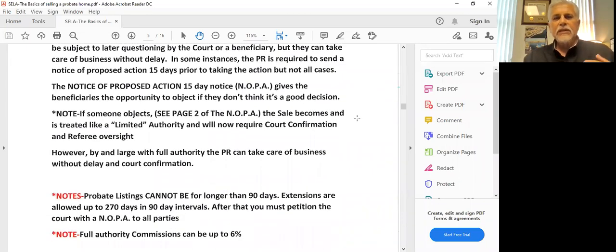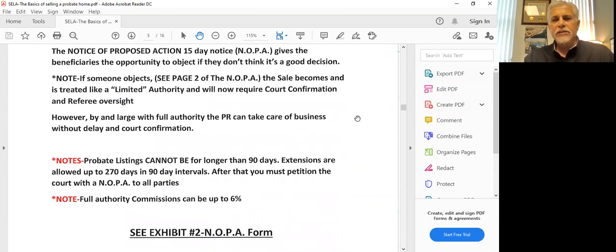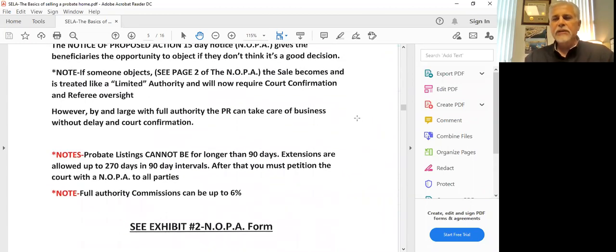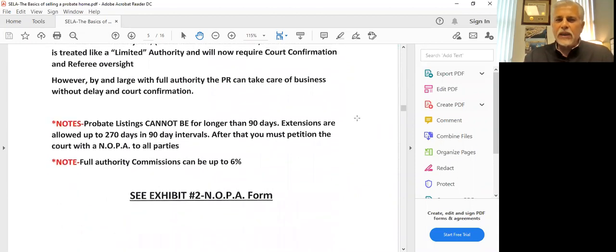It's basically, if they contest, then it turns it into a limited authority. So basically, a standard PR can take care of it normally, but if somebody contests it, and we'll go into why they wouldn't in a little bit.